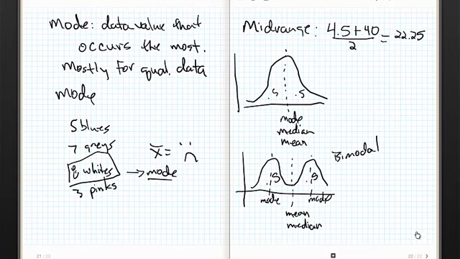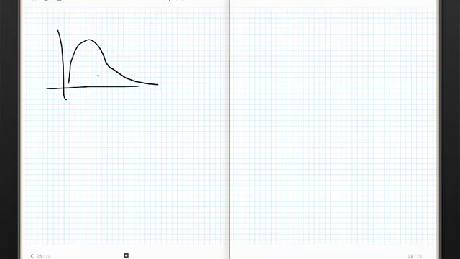Now let's get into something a little more interesting, just this last little topic before I let you go. What if you had this guy? You've got something going like this. Woohoo, like that. Now it's easy to see where the mode is. It's the highest value, or the highest occurrence, so the mode is here.